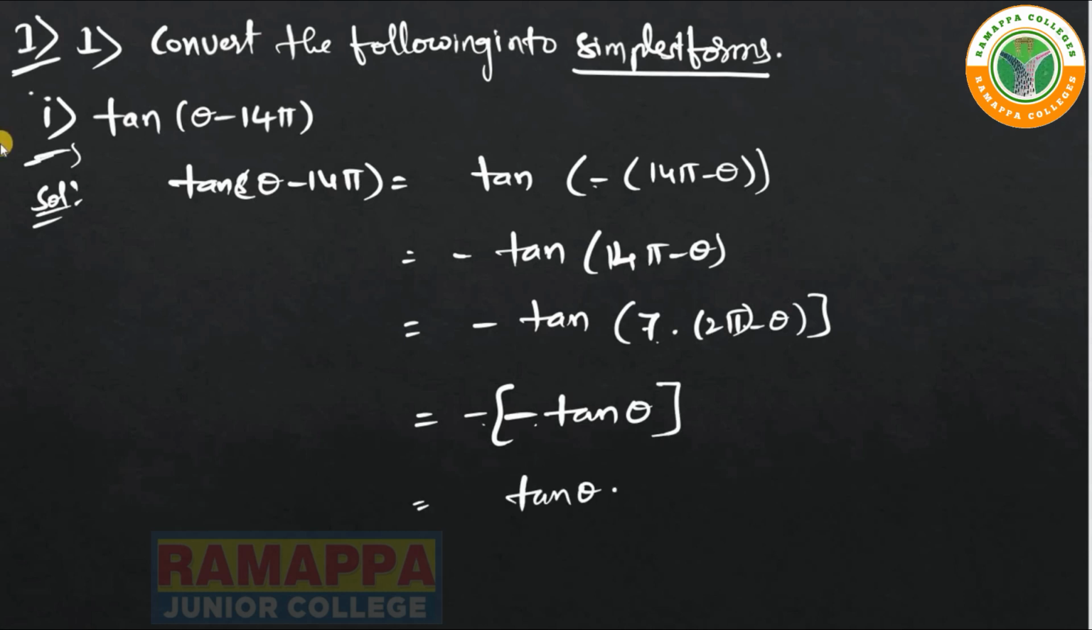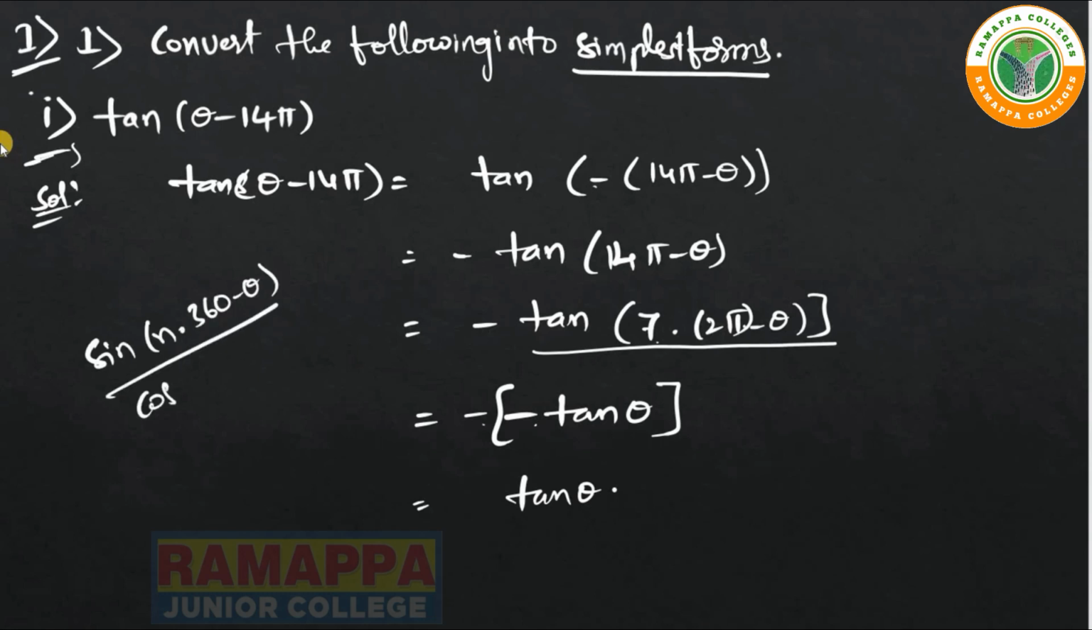So I will say how it came. This is the formula where we have to use: sine of n into 360 minus theta divided by cos of n into 360 minus theta. So here sin of n into 360 minus theta is equal to minus sin theta, divided by cos of n into 360 minus theta, which is equal to cos theta. So this will lead to tan theta here.